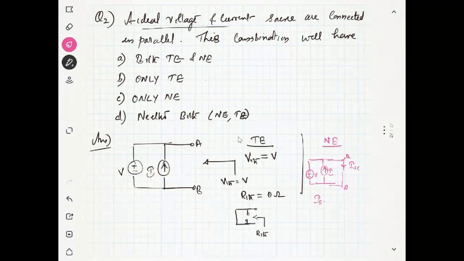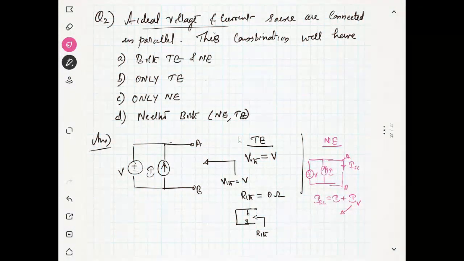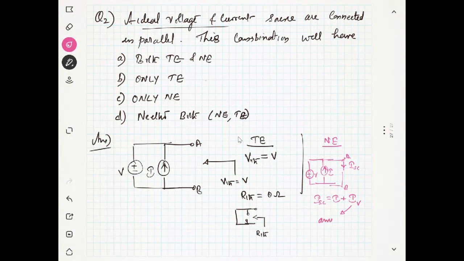What will be the short circuit current? It is the current coming from the current source plus the current through the voltage source, IV. I'm saying IV means the current through the voltage source. What will be this value? Current through the voltage source? We don't know. It can be any value.